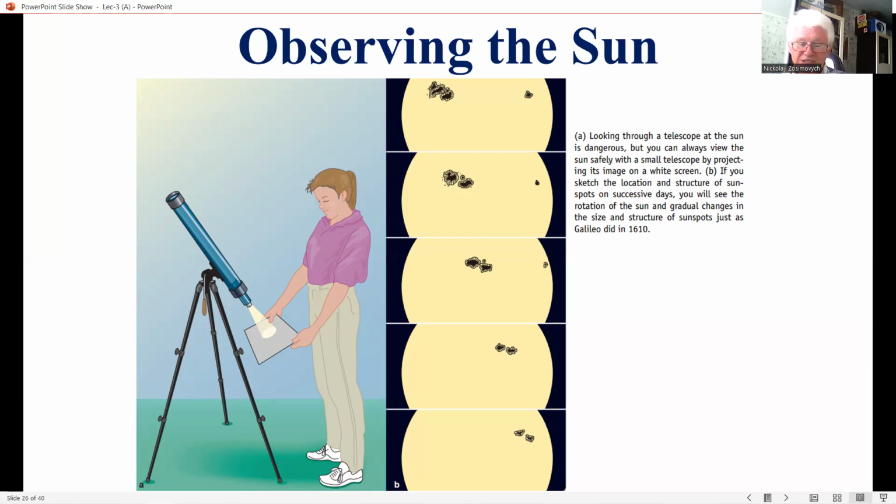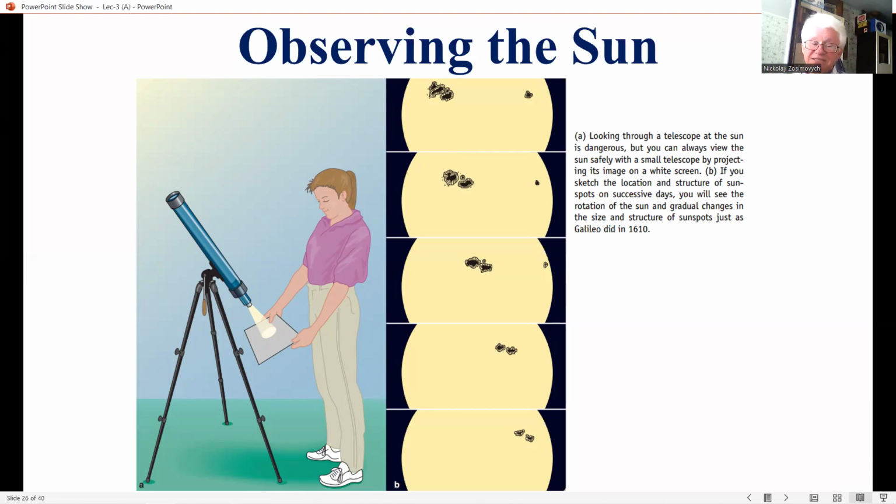And it is even more dangerous to look at the sun through any optical instrument, such as a telescope, binoculars, or even the viewfinder of a camera. The light gathering power of such an optical system concentrates the sunlight and can cause severe injury. So, never look at the sun with any optical instrument, okay? Unless you are certain it is safe. And this slide shows a safe way to observe the sun with a small telescope.